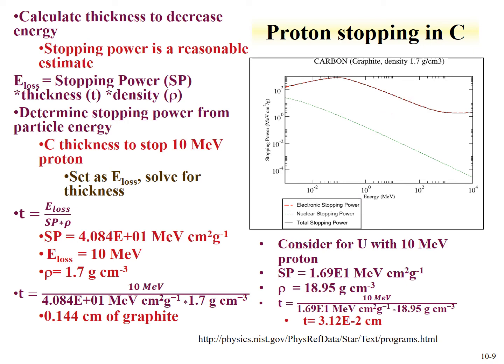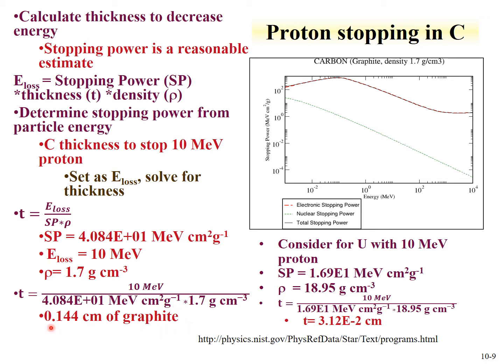And from a table on the program, it's a little bit harder to see on this figure, but on a table, this is what the stopping power is. We know what the energy loss is. Here's our density. We have 10 MeV divided by the stopping power times the density of the graphite, and our answer is about 1/10 of a centimeter of graphite.